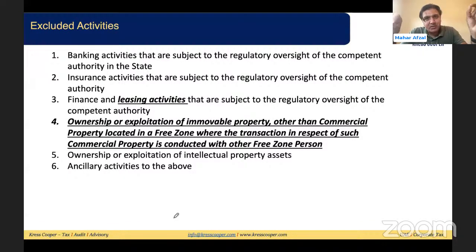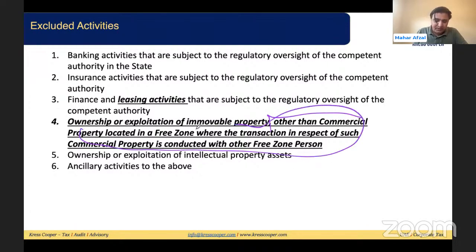It will be subject to corporate tax, straightforward. We'll discuss in detail. Then there is ownership and exploitation of intellectual property and any ancillary activity. Just keep in mind, one stream is there. This is the stream where there is a possibility of qualifying income for the contractor, subcontractor, broker, or developer.